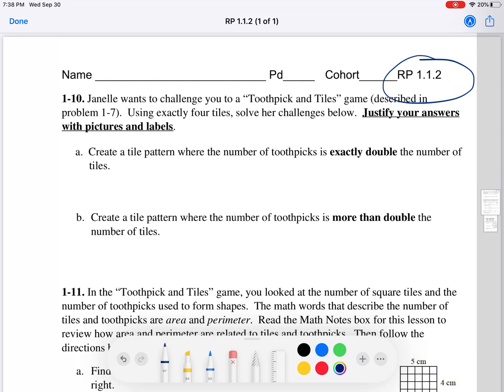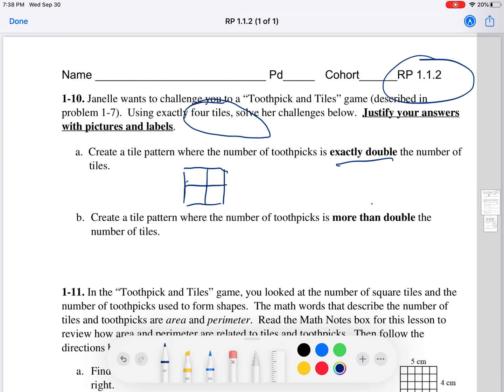So what I need to do in A is create a tile pattern where the number of toothpicks is exactly double the number of tiles. I should have highlighted here that we have to have exactly 4 tiles to solve this, right? So what we'll do is create 4 tiles. Right here, there's my 4 tiles. It's kind of like tiles on the floor or anything like that that are put together.